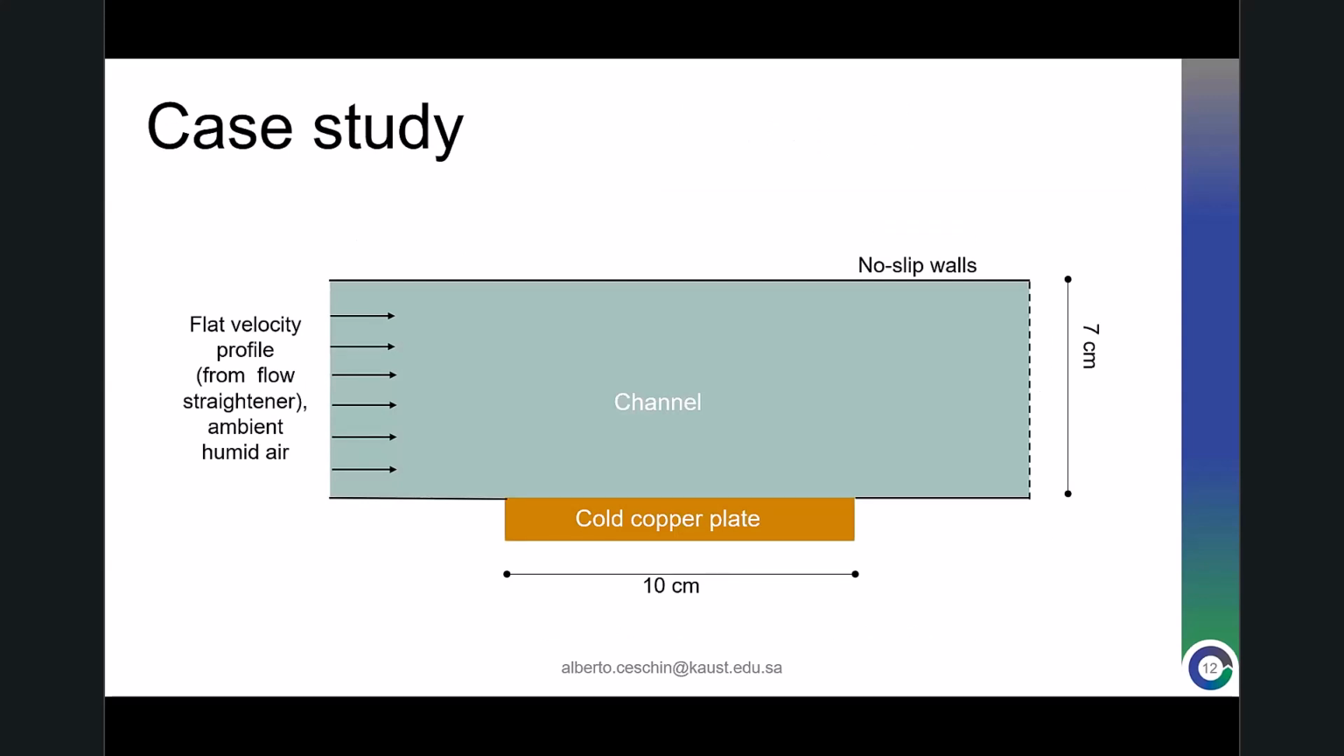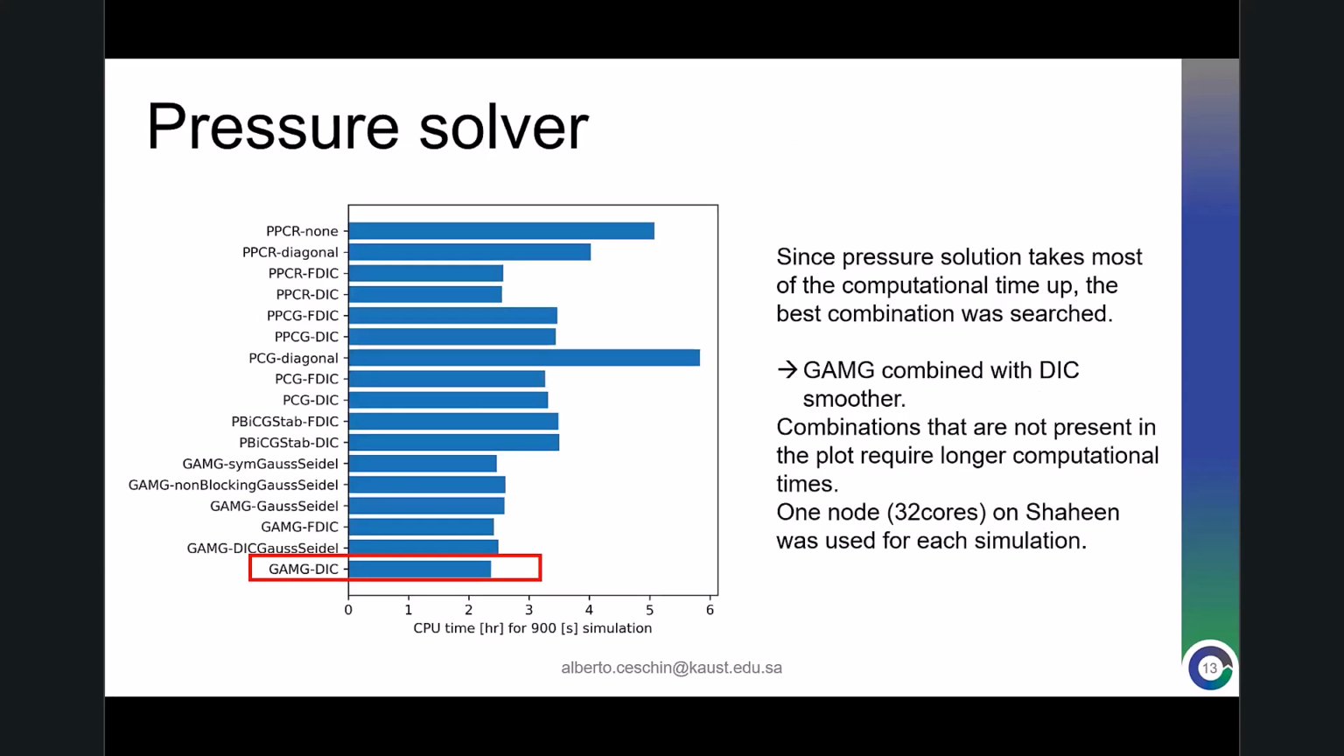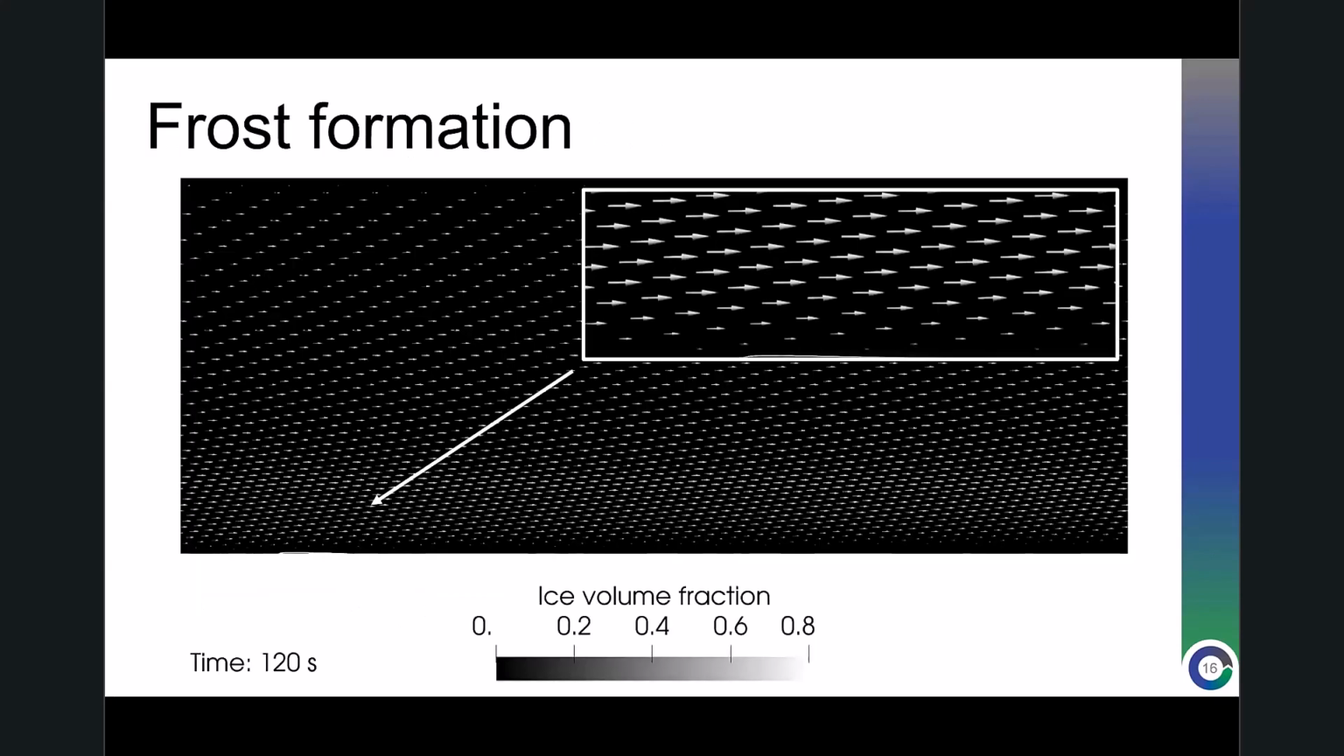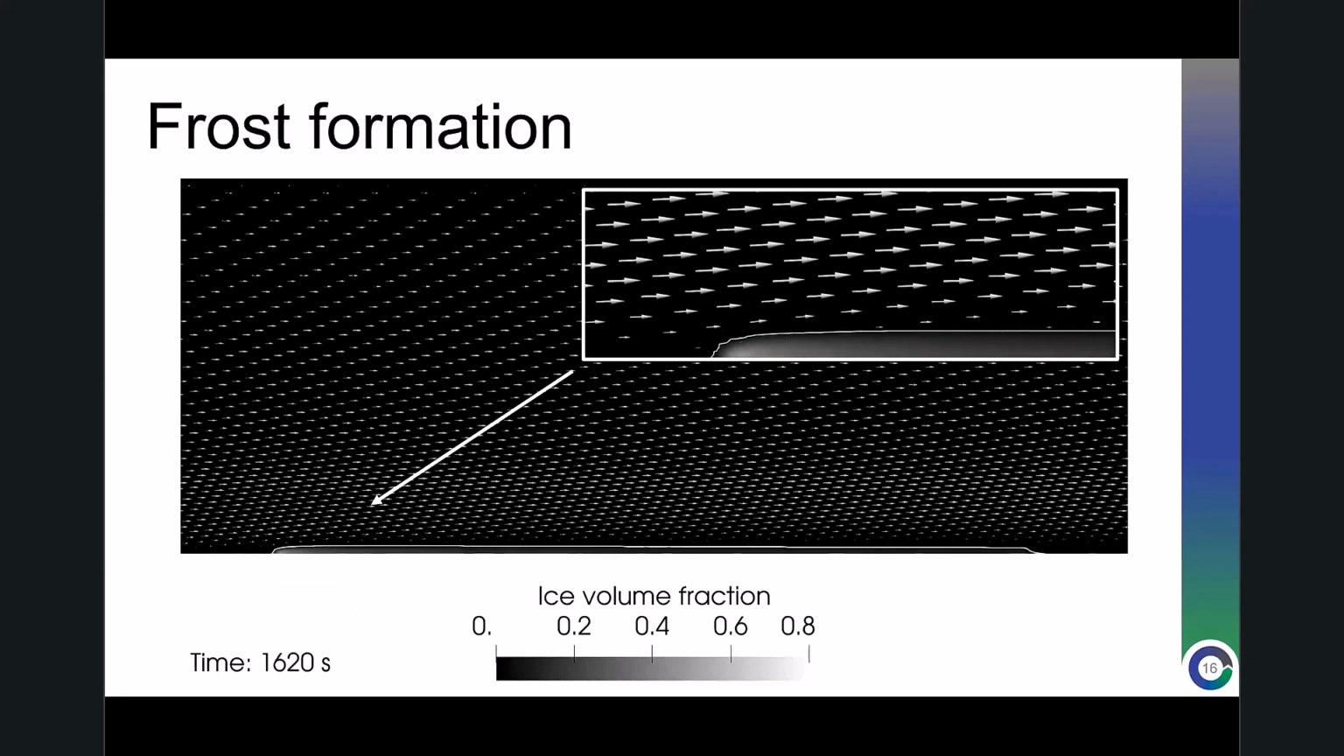We have a flow straightener, so we assume a straight velocity profile entering the channel with a cold copper plate. Since we are doing a lot of cycling with the pressure-velocity coupling, I brute forced the pressure solver just to see which was the best combination. And I did some grid independence studies, and it seems that increasing the resolution, the frost thickening is collapsing to one. That's nice. So here we can see some results.